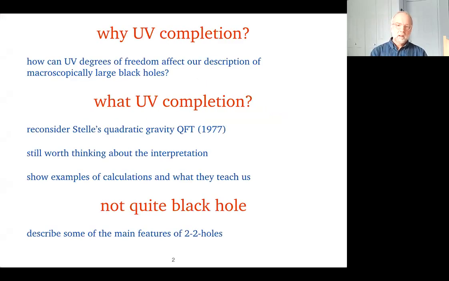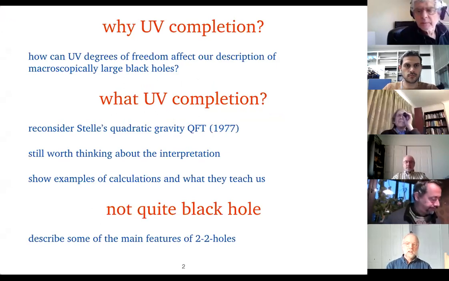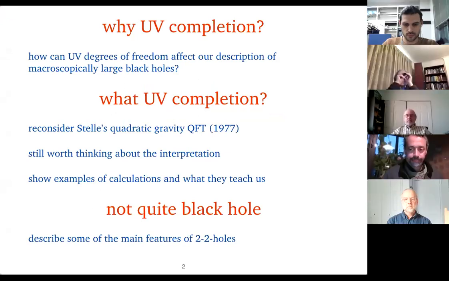So here's my outline. The first question is why UV completion? I have to try to explain how UV degrees of freedom can affect our description of macroscopically large black holes. And then what UV completion?